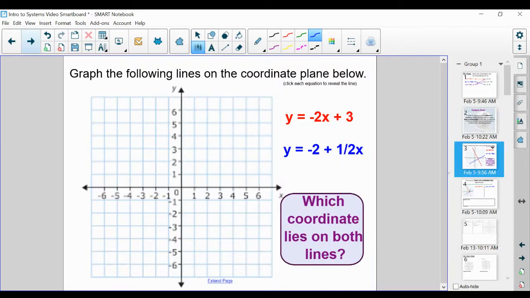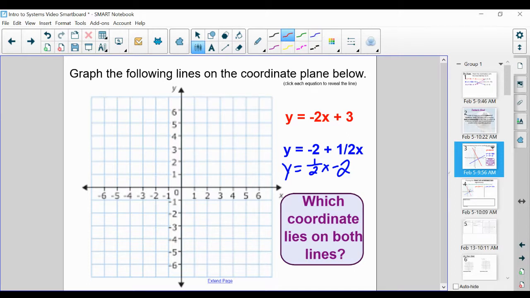We're going to graph the following lines on the coordinate plane below. We have the line in red, or equation in red, pardon me, which is y equals negative 2x plus 3. We also have an equation in blue, y equals negative 2 plus 1 half x. This is still in slope-intercept form. If we were to rearrange it, it would be 1 half x minus 2. So we are still in slope-intercept form. And we know if things are in slope-intercept form, we can graph them.